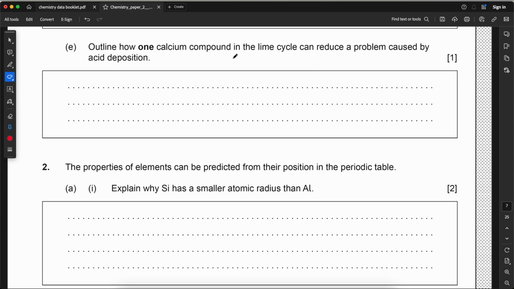Outline how one calcium compound in the lime cycle can reduce a problem caused by acid deposition. You can add calcium hydroxide to acid water or maybe river, because when you add calcium hydroxide to acidic bodies of water, it will neutralize the acidity.